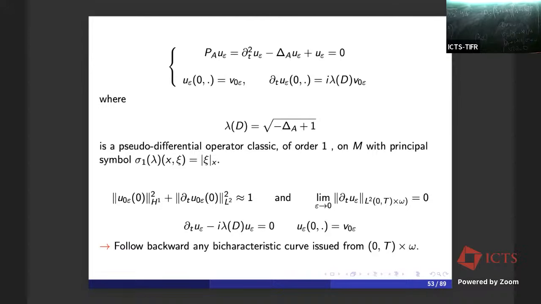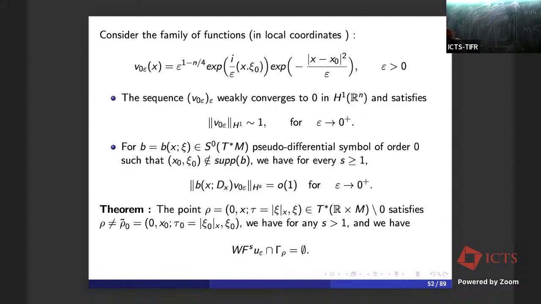And the game now is to follow the bicharacteristic curve issued from the small cylinder and follow it backward in time. Look at this. Omega, M, we start, please. The point x0 with which we have constructed our family, the point x0 that violates GCC, from which there is a bicharacteristic that doesn't enter in the subset (0,T) times small omega, this point cannot be in omega, of course.